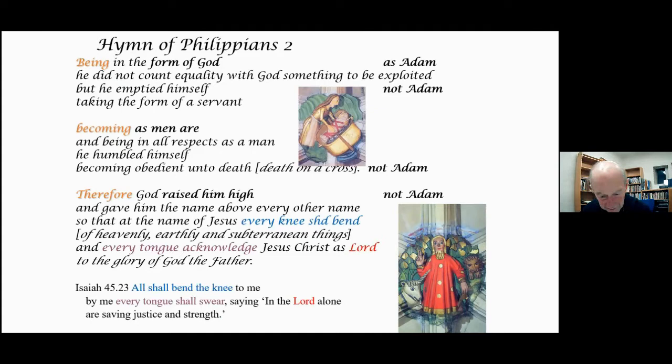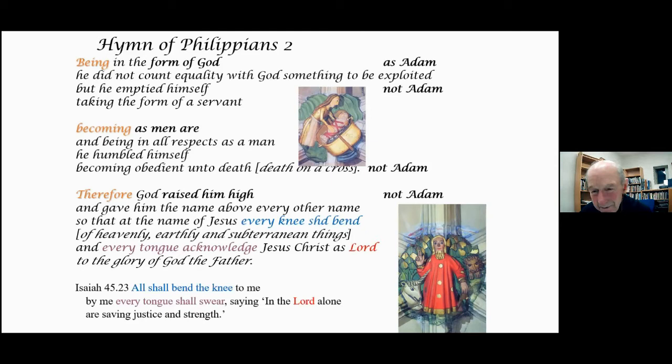He emptied himself, taking the form of the serpent. He did not count equality with God something to be exploited. The Greek word is harpagma, something to be snatched and stolen. It's rather like Gollum and the ring, the way Gollum hides the ring and grabs it to himself. So Jesus did not count equality with God something to be grabbed, something to be exploited for his own sake.